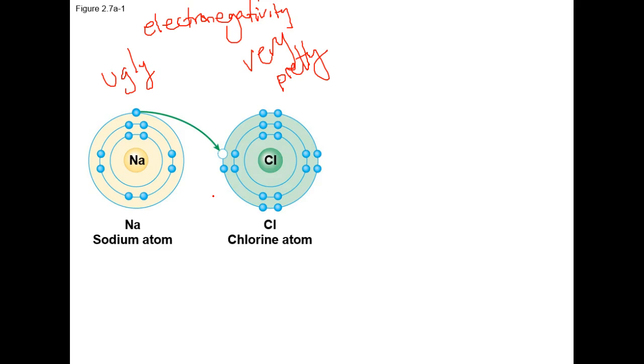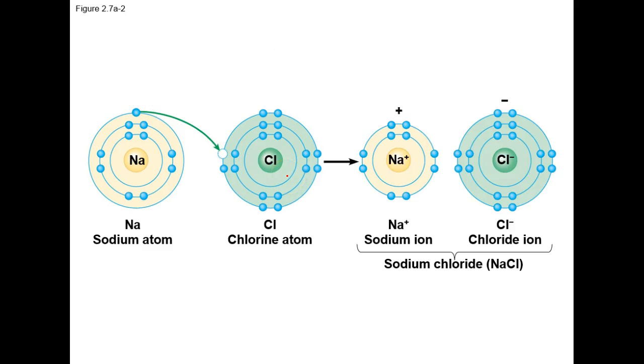So what is the very pretty one probably getting from the not so pretty one? Probably money. Alright, well, it just so happens that the sodium has extra money that it can give to the chlorine in terms of electrons, and it gives it to the chlorine to make the chlorine happy because it's so pretty. That changes this to a positive and a negative, and they're attracted to each other because it just works that way.